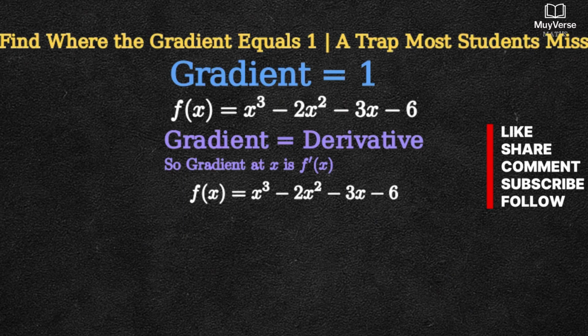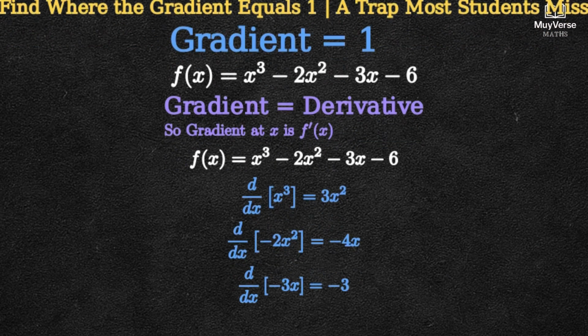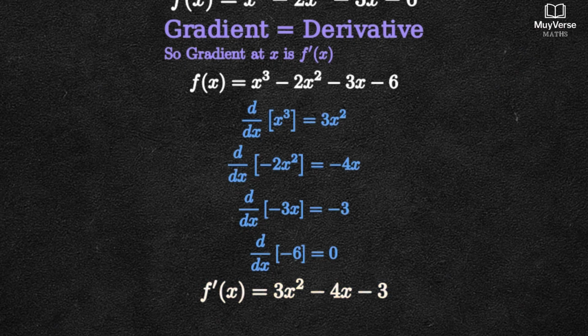Step 2. Find the derivative using the power rule. The derivative of x cubed is 3x squared. The derivative of negative 2x squared is negative 4x. The derivative of negative 3x is negative 3. The derivative of the constant negative 6 is 0. So the gradient function is f prime of x equals 3x squared minus 4x minus 3.